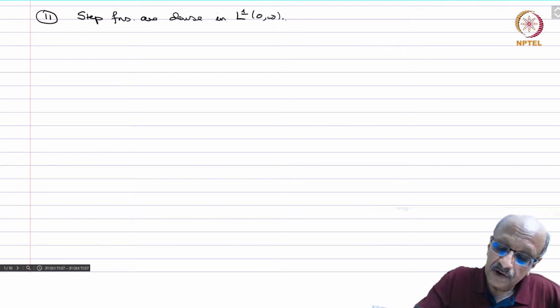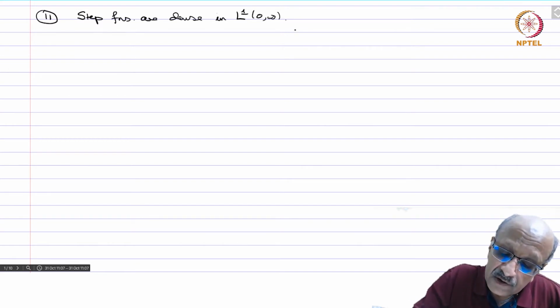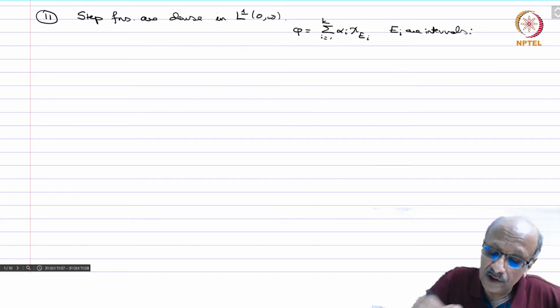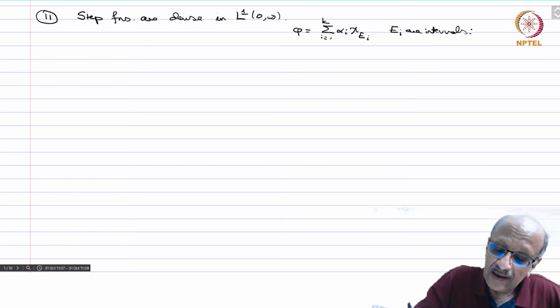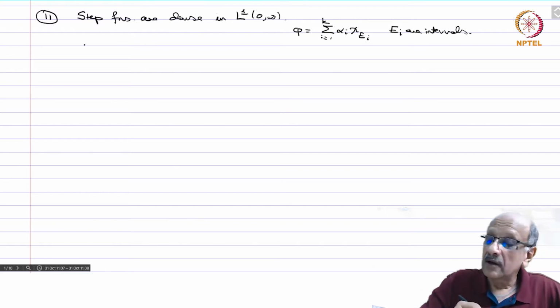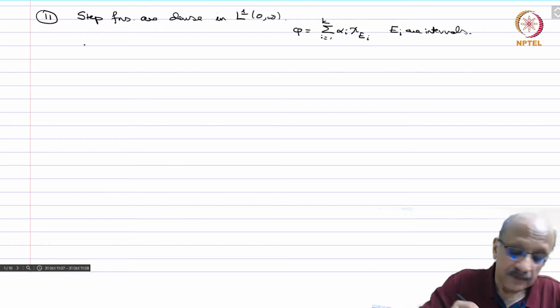Now what is a step function? A step function is a simple function. So phi is a step function: sigma alpha_i chi of E_i, i equals 1 to k, but now the E_i are intervals. So these are special simple functions, so much smaller than simple functions as a set, and we want to show that this is also dense in L1 of (0, infinity).